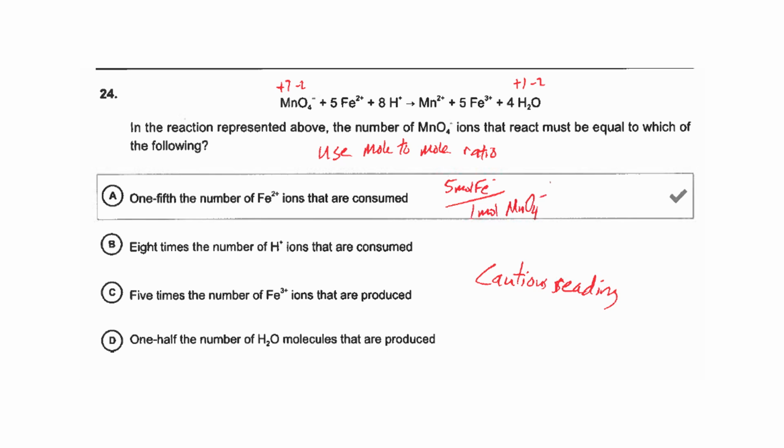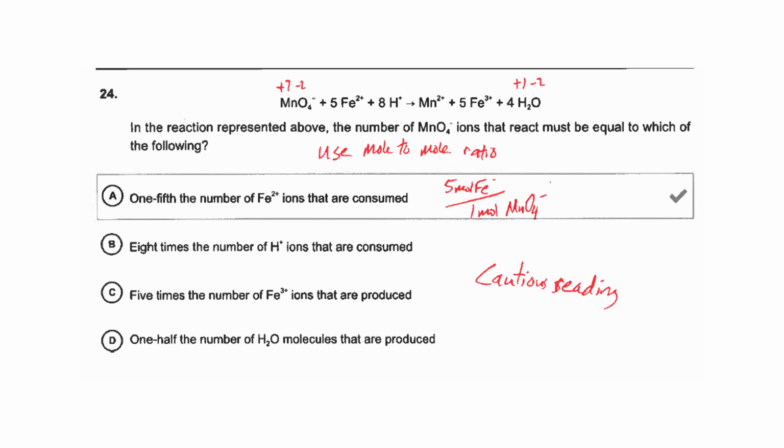For this one, which requires a lot of cautious reading, the number of MnO4 ions must be equal to which of the following? We're looking for MnO4. I feel like these are written a little bit in reverse. So if we want to know how much MnO4, but you had this much iron. If you have 5 irons, you need 1 MnO4. That's 1/5 the amount of iron. If I have 8 hydrogens, I need 1/8 the amount of hydrogen for my MnO4, and that says 8 times.